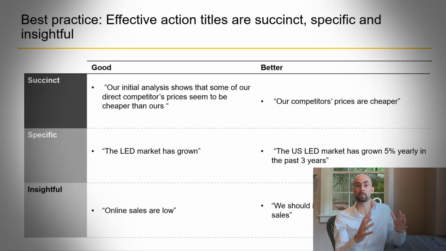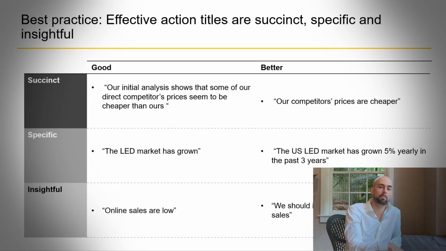Now we've looked at a few examples. Now what makes a good title? There are 3 areas. Number 1, succinct. Number 2, specific. And 3, insightful. So number 1, succinct. The shorter is always better, making sure that the message is concise and you're getting rid of any redundancies, any wording that is not really helping the message.